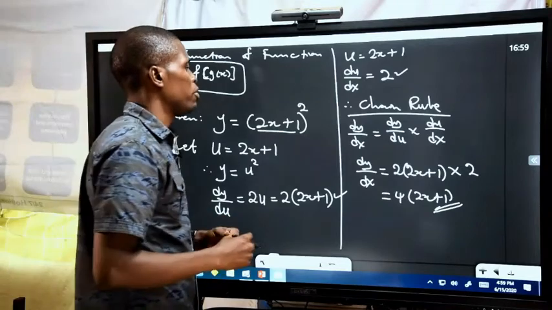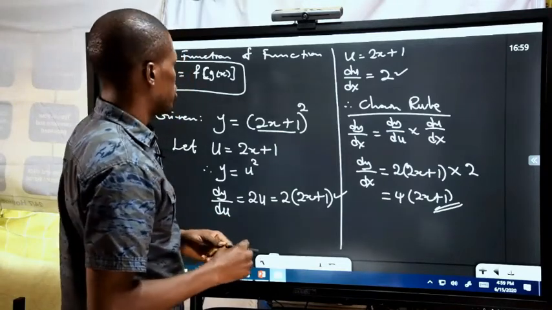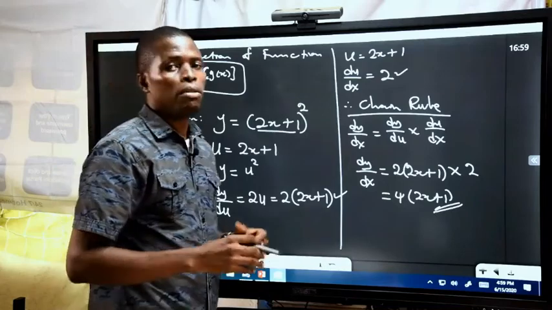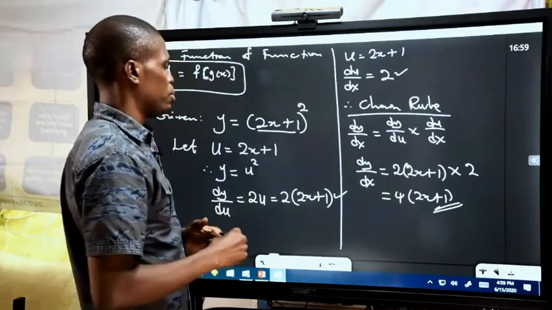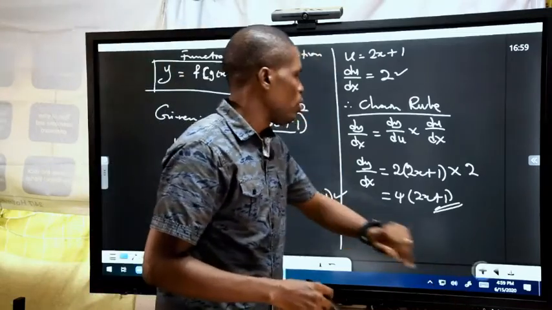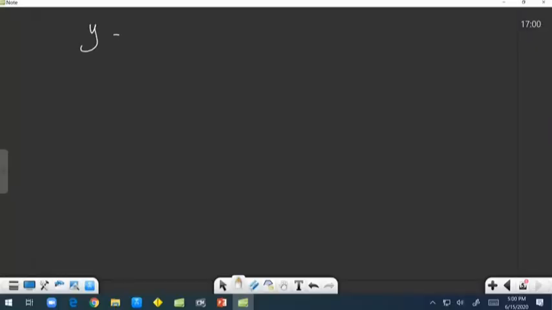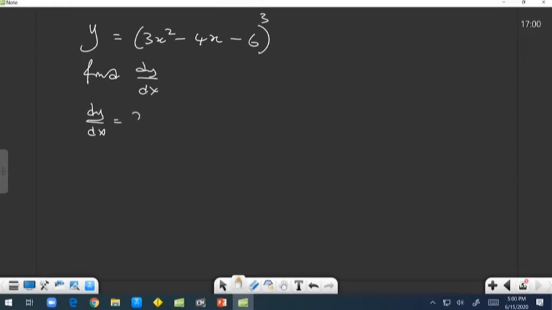Differentiation using function of a function or chain rule method is very, very important in dealing with functions that have very high exponentials or exponents. We can look at another example of such when we are given y equal to 3x squared minus 4x minus 6 all raised to the power of 3. And you are asked to find dy over dx. How do you find dy over dx?